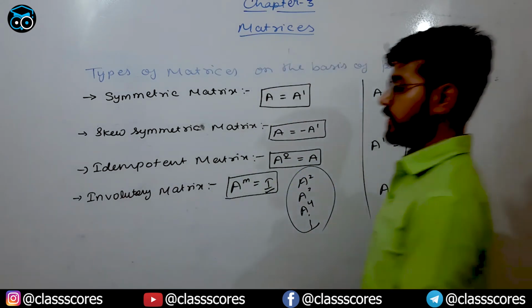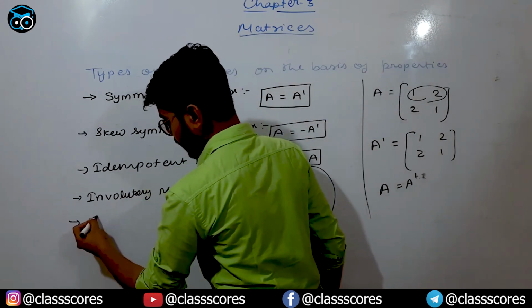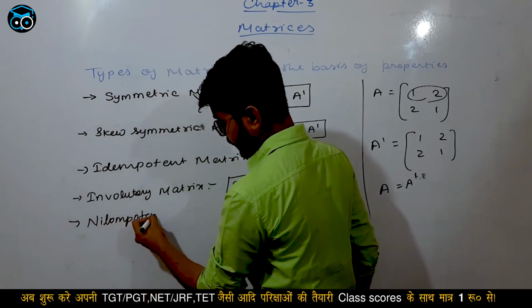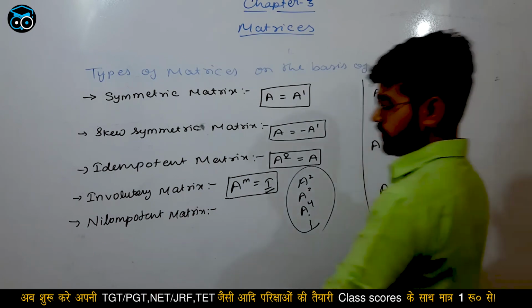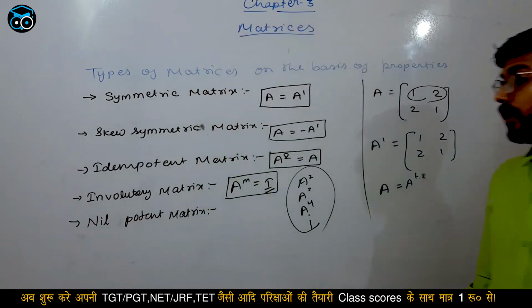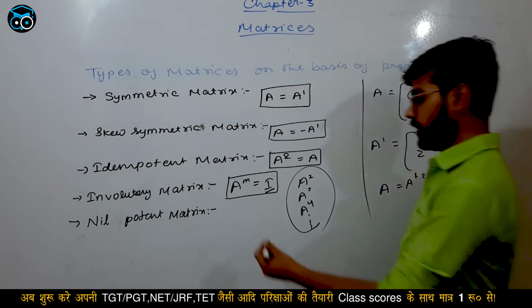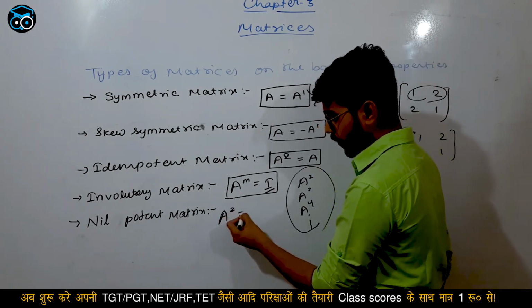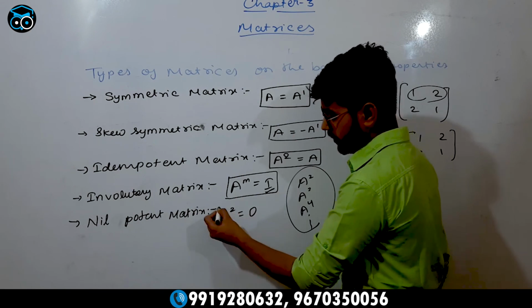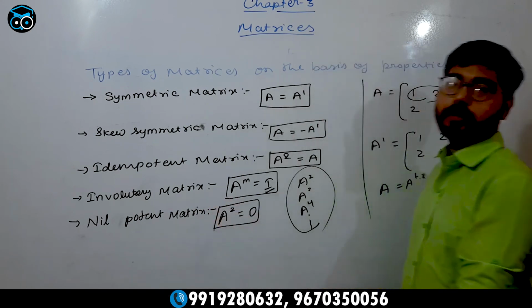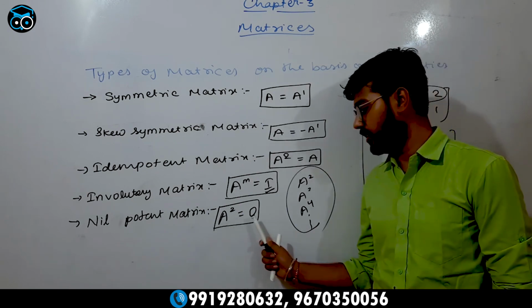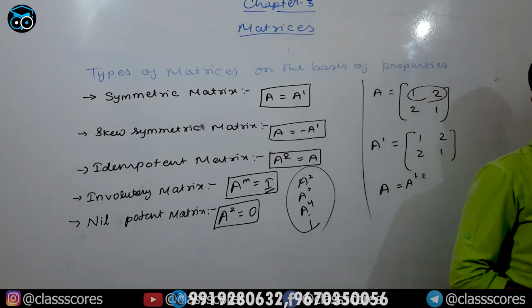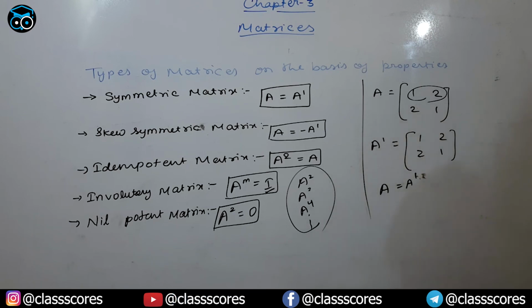Clear? Then the next type is the nilpotent matrix. It is also quite similar. When the square of a matrix is equal to the null matrix, then those matrices are known as nilpotent matrices.